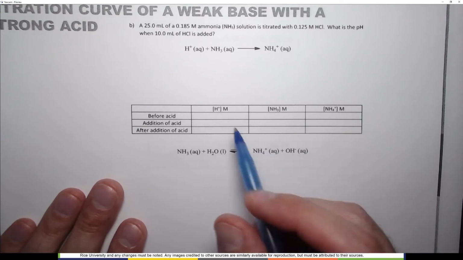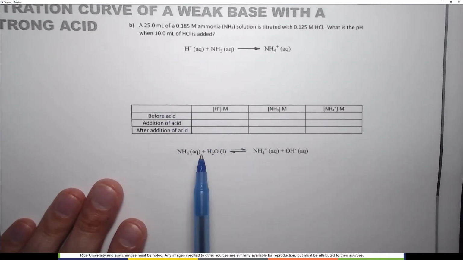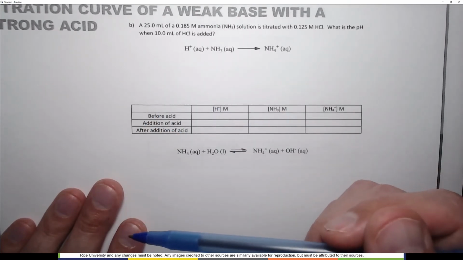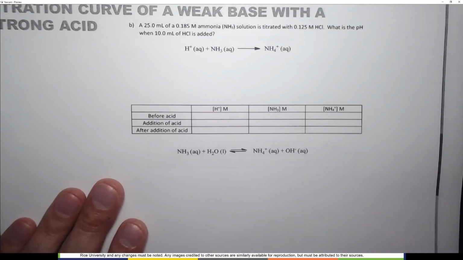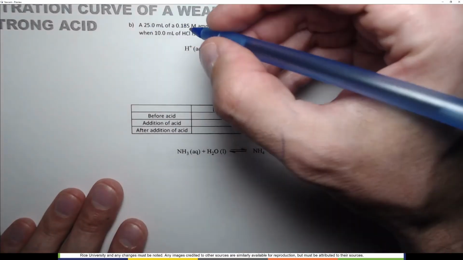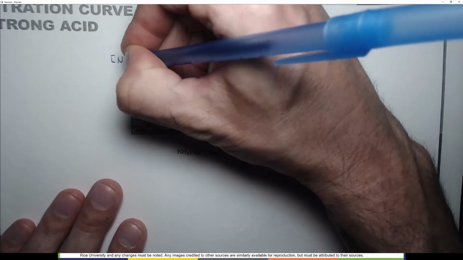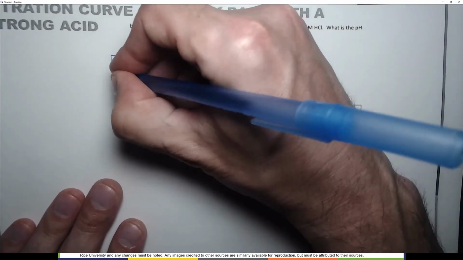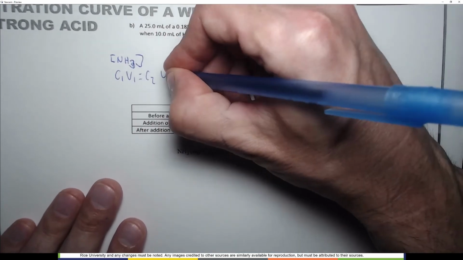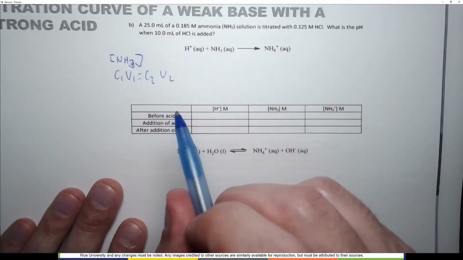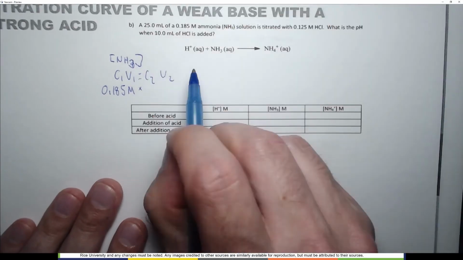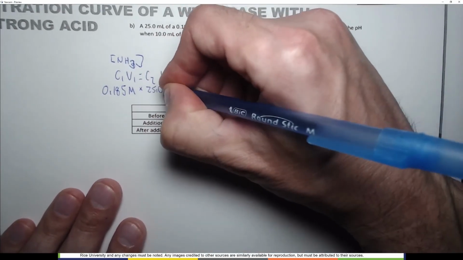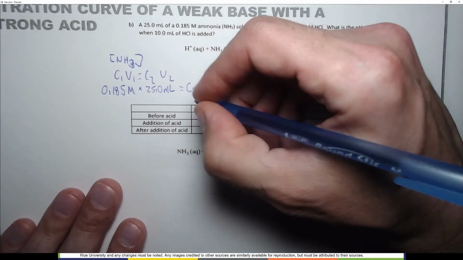Since there's a change in volume, if we want to find the initial concentrations of these things before they react together, so before the acid is added, we do need to use C1V1 equals C2V2. And this is a little strange because we say before acid, but we calculate the total concentration in the solution, so it doesn't quite exactly make sense, but I hope you get the idea. So if we get the concentration of NH3, we want to use C1V1 equals C2V2. Well, the concentration of NH3 to begin with is 0.185 molar. The volume to begin with is 25.0 milliliters. The final concentration, C2, that's what I want to figure out.